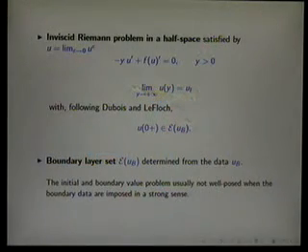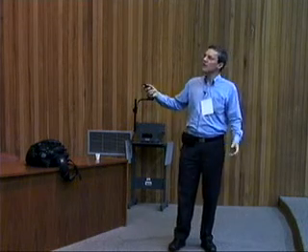So this boundary layer set should be determined from the data UB, and the main question is how to determine this set, not to define it to be too large, otherwise you would never have uniqueness for this problem, and not to define it to be too small, otherwise this data will never even be included in this set.